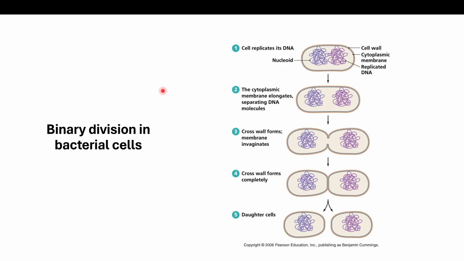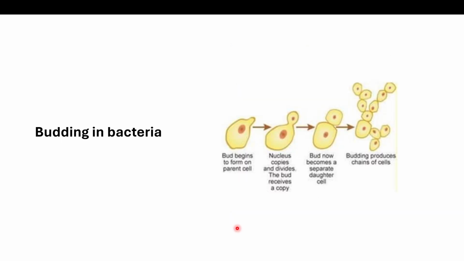Now, when we talk about the division of bacterial cells, they predominantly undergo binary division. What happens here is the cell replicates its DNA, the cell wall is the same, the cytoplasmic membrane is the same, and this is the replicated DNA here. Then the cytoplasmic membrane elongates, separating the DNA molecules. Then there's a cross-wall formation where the membrane invaginates, and the cross-wall forms completely, and then it divides into two daughter cells. This is the predominant way of division in bacterial cells.